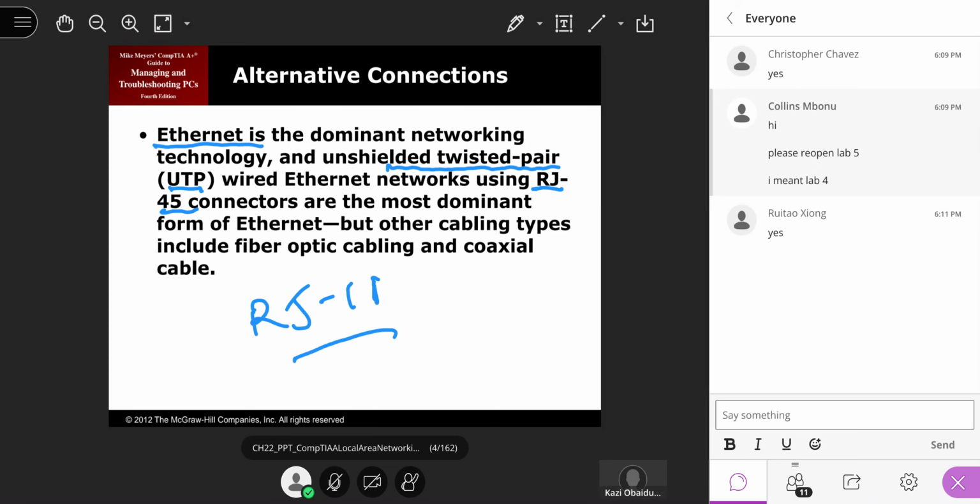And what they said, RJ45 connectors are the most dominant form of Ethernet, but other cabling types include optical fiber cabling and coaxial cabling. So cabling, what do you understand? Three different types of cabling. One is the unshielded twisted pair cabling or shielded twisted pair cabling. That is the copper cabling or RJ45 or RJ11 cabling.